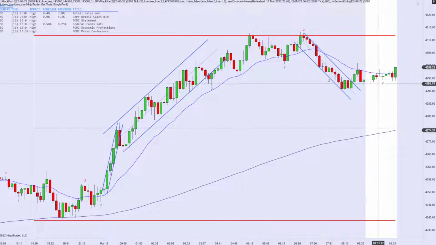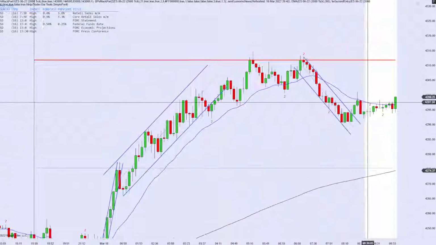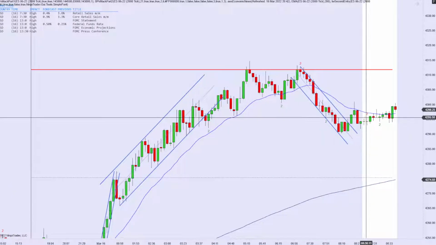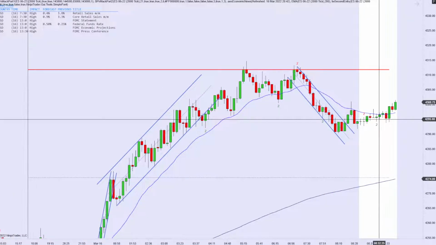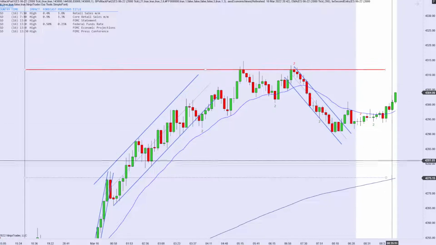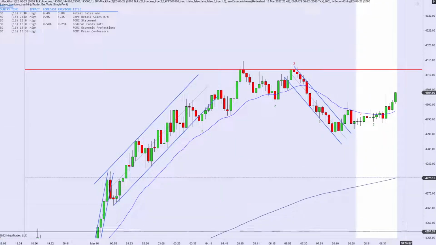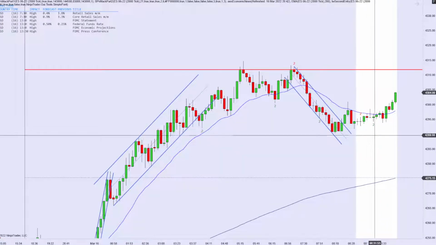As we continue on here, prices are finding a level of support, it looks like, just below the EMA before pushing up again. So we were anticipating prices to push down to the overnight lows, and they're not. Prices are pushing above the EMA.